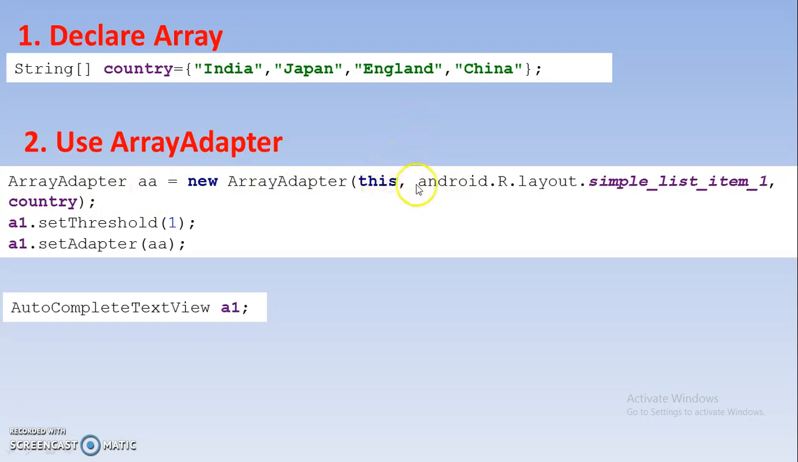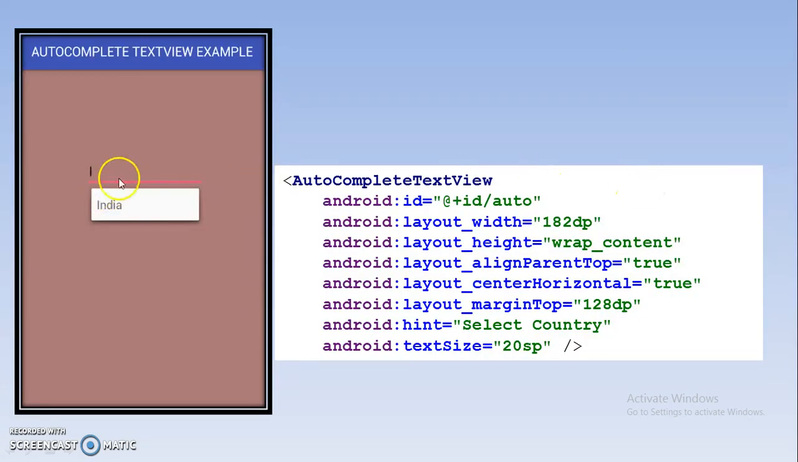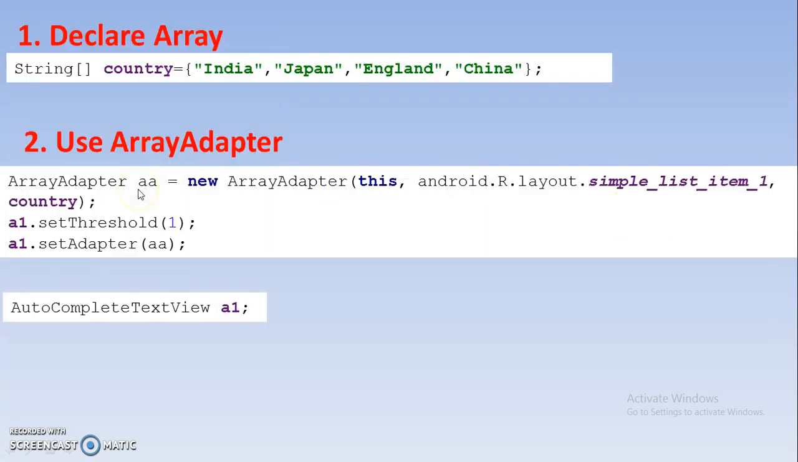The first represents your class name, and then android.R.layout.simple_list_item. It means the appearance of your autocomplete text view will be simple, and it will be like that as I have mentioned here. Then the third parameter will be country. It represents this string array.